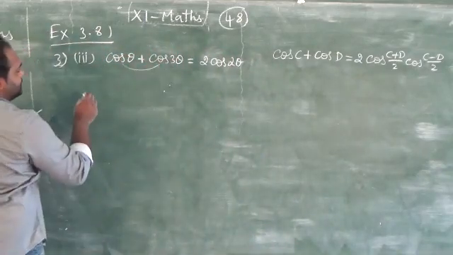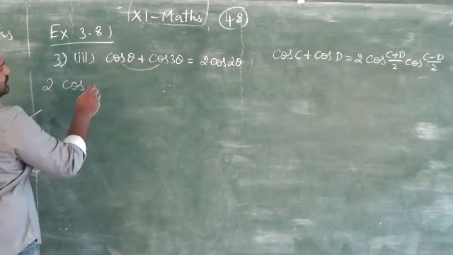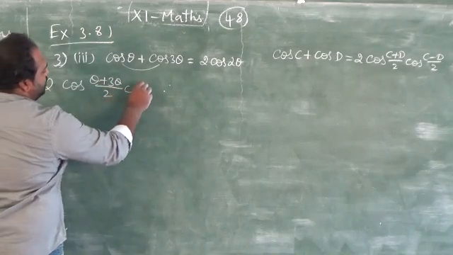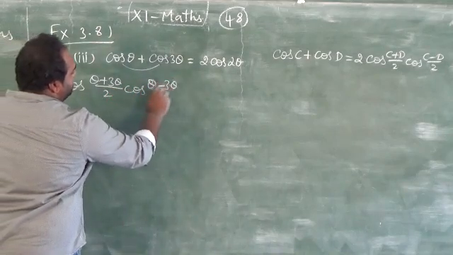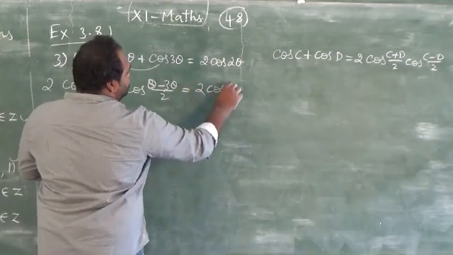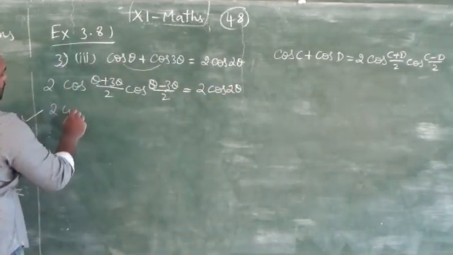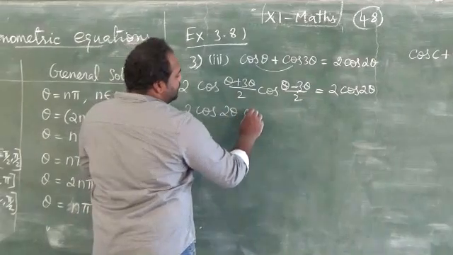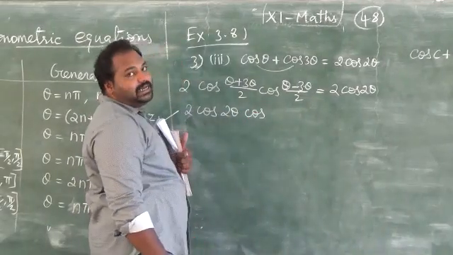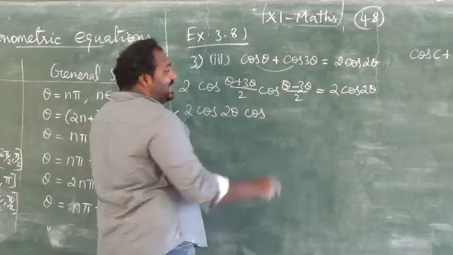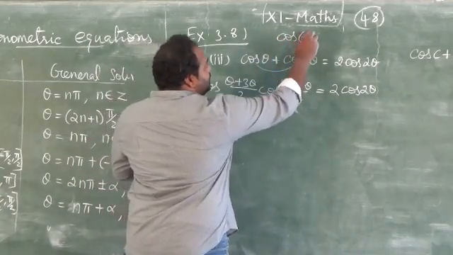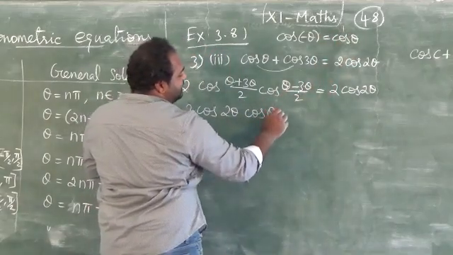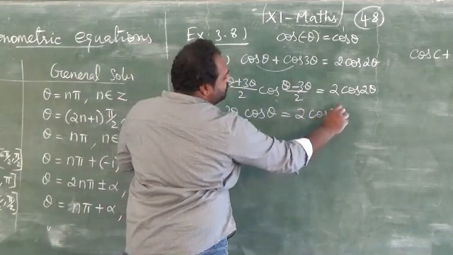So in the left hand side, cos, C plus D, theta plus 3 theta by 2, cos of theta minus 3 theta by 2, equal to 2 cos 2 theta. So 2 cos (theta plus 3 theta) 4 theta by 2, 2 theta, cos (theta minus 3 theta) minus 2 theta by 2, minus theta. Cos of minus theta will be cos theta, so I am directly writing cos theta.